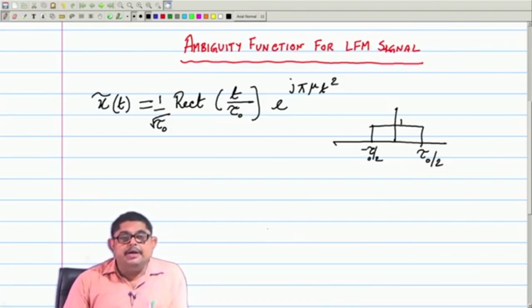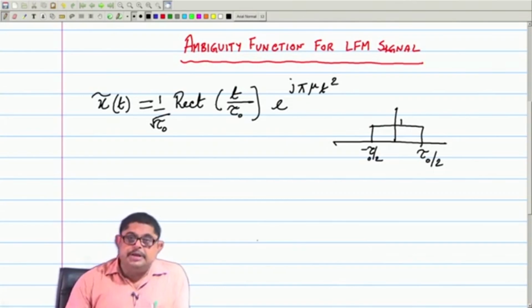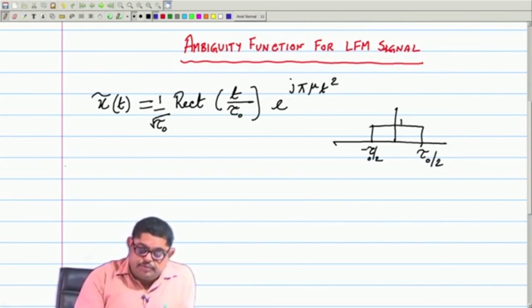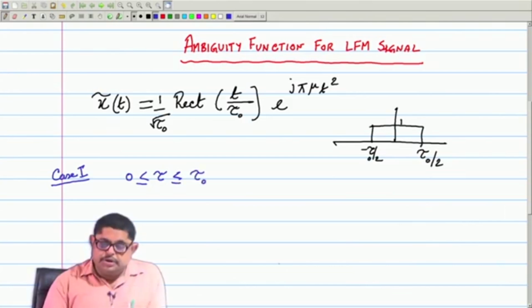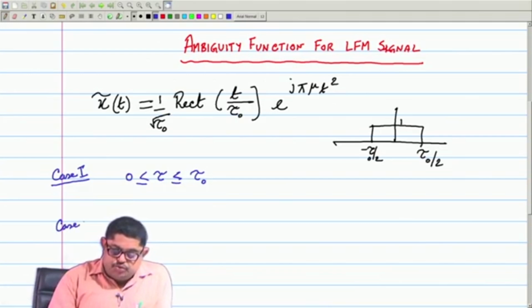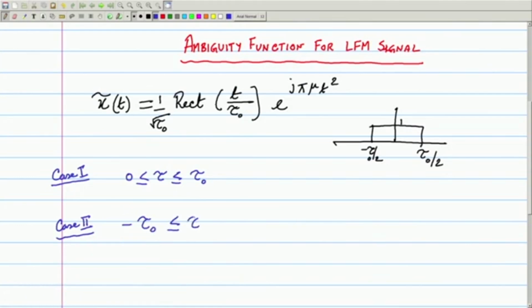Now, we have already earlier derived that if I know the transmitted signal complex envelope, I can find the ambiguity function. Obviously, the ambiguity function is a correlation type of function, so depending on the shift or delay, we will have various cases. First is case 1, where 0 is less than or equal to tau, less than or equal to tau naught, and case 2, minus tau naught less than or equal to tau less than or equal to 0. So we will break this ambiguity function into these two intervals.